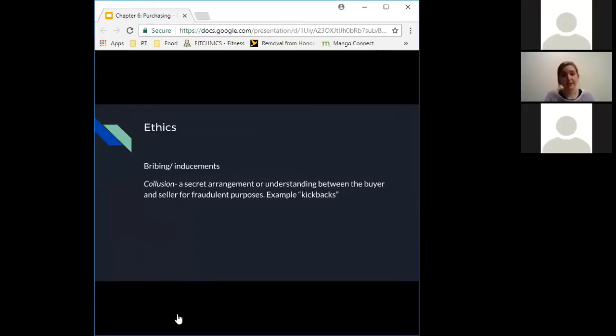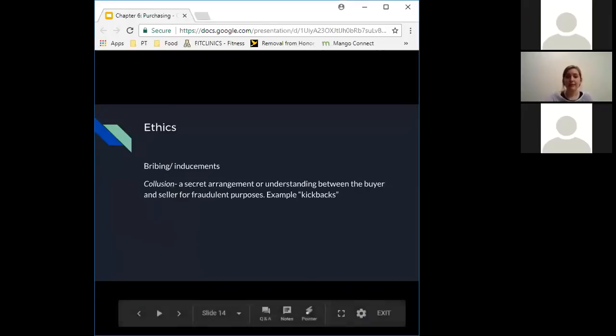Ethics in purchasing. Buyers may be subjected to bribes and other kinds of inducements to influence buying decisions. An example our book gave of collusion, which is a secret arrangement or understanding between the buyer and seller for fraudulent purposes, would be a kickback, where the buyer accepts something of value, money or merchandise, from the vendor in exchange for a sale. Less obvious examples given were free samples, gifts, or free lunches.